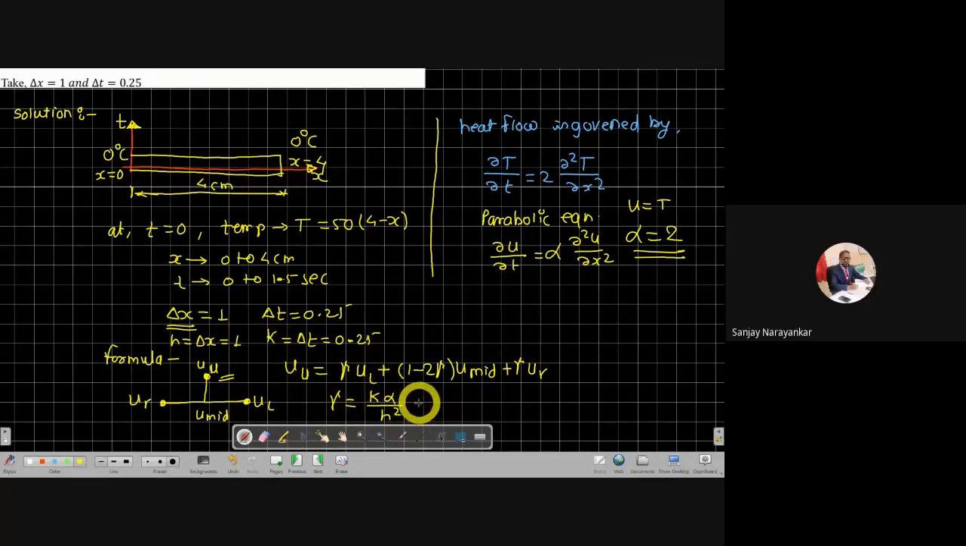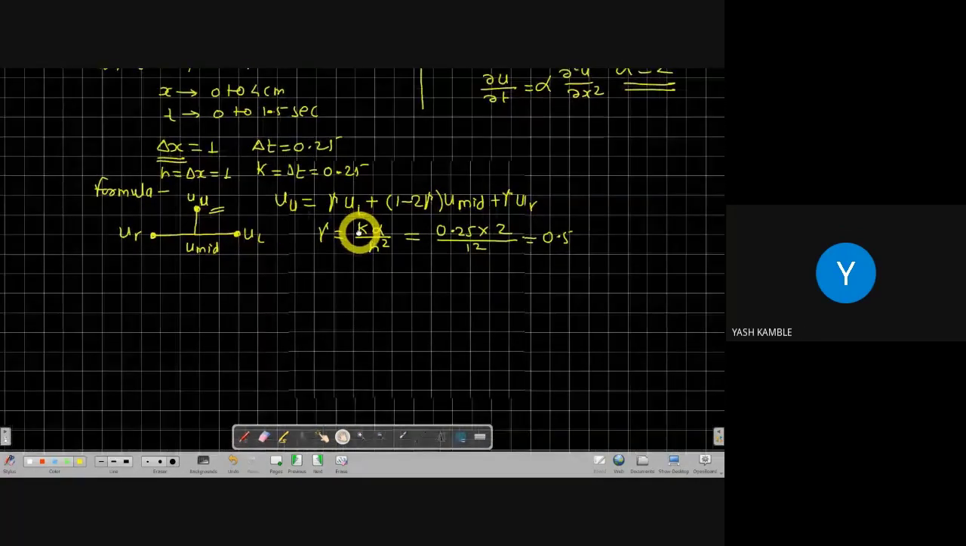Now, tell me, what is the gamma value? Gamma is k alpha upon h square, which is 0.25 into alpha 2 divided by 1 square. Is it 0.5? Yes, sir, 0.5.